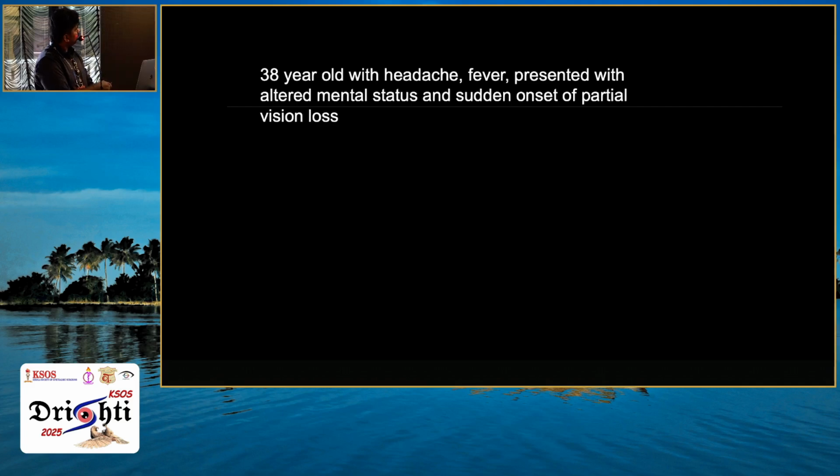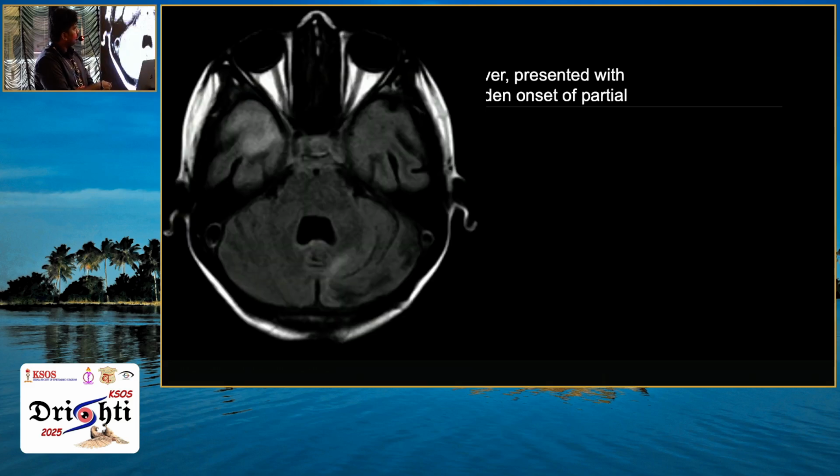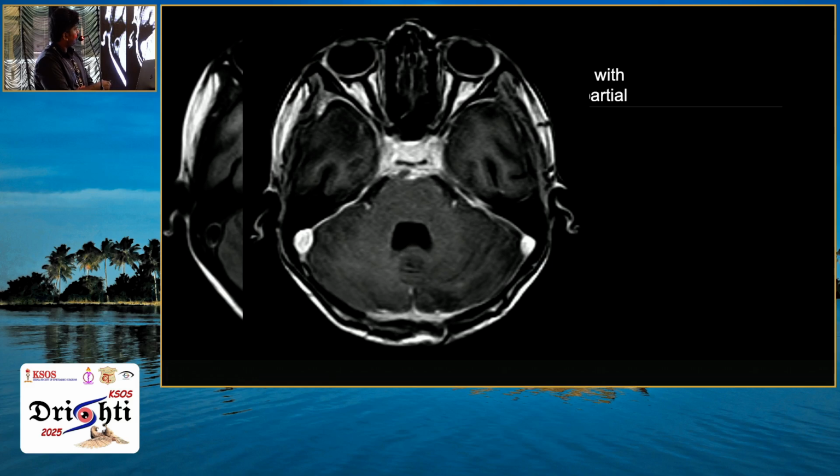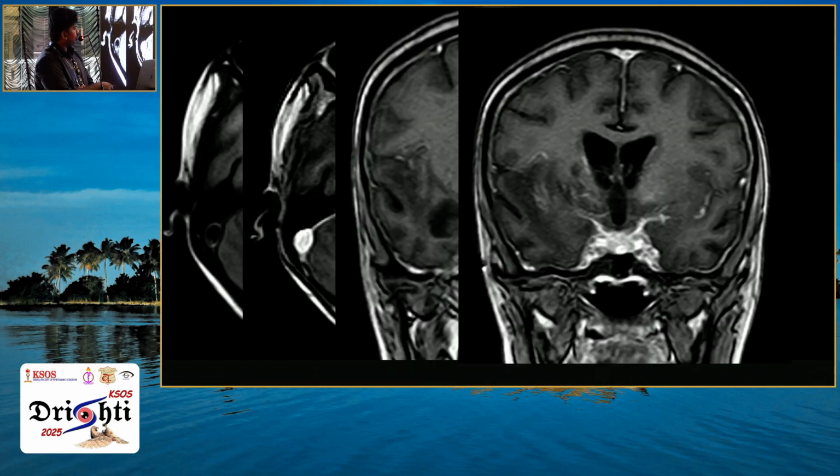Another case, a 38-year-old with headache, fever, presented with altered mental status and sudden onset partial vision loss. Let us go to the T1 post-contrast. There is diffuse enhancement around the cavernous sinuses, and these linear enhancing structures are meninges. You can see very nicely in the coronal image, they appear like layers of linear hyperintense enhancing areas along the cavernous sinuses here and along the brain lining. This is a case of TB, tuberculous meningitis involving the sella and cavernous sinuses.